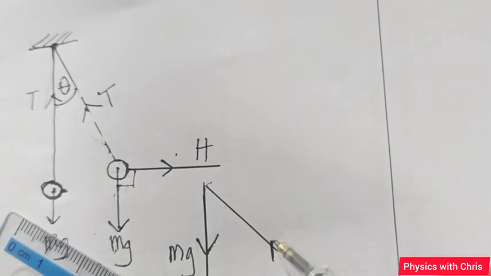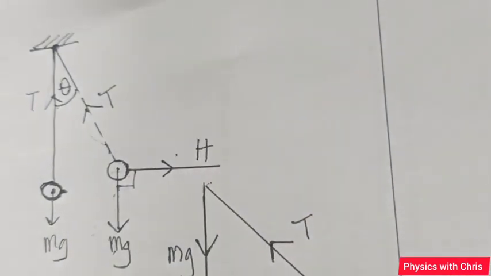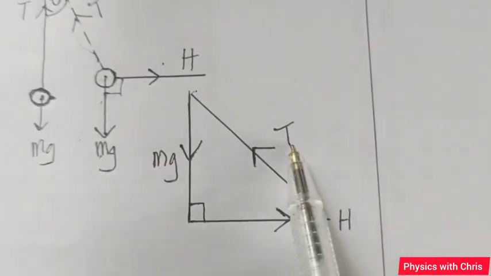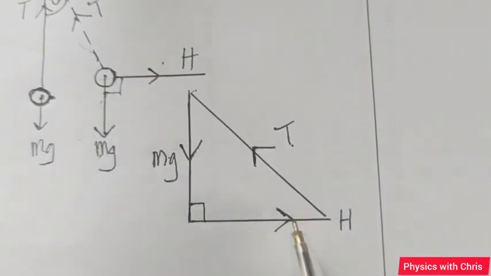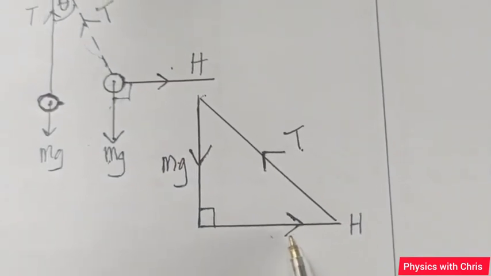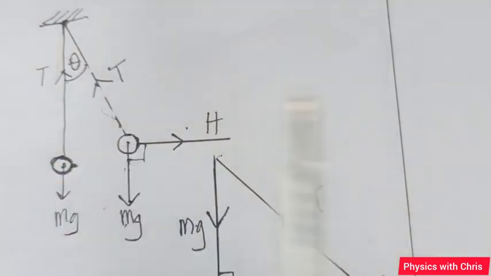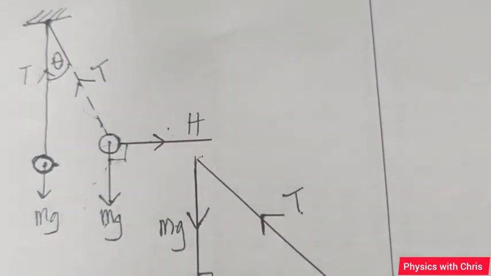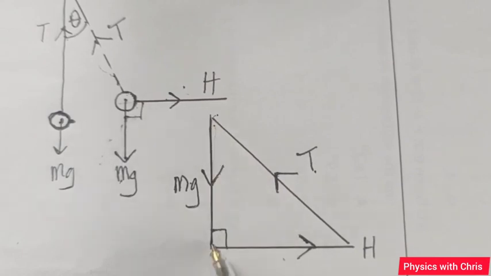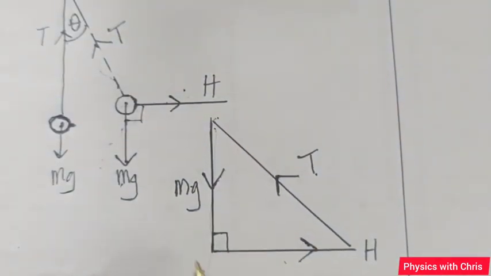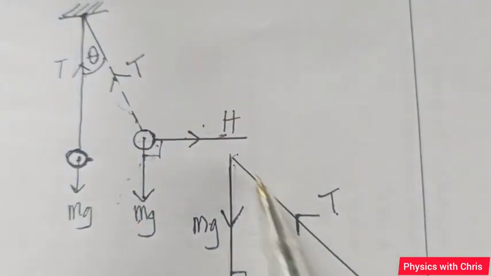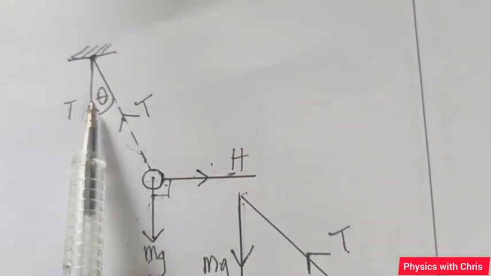It will be very wrong for me to represent this triangle otherwise, that is, to place H here, or place T here, or place mg here. It's wrong, because that will not represent this figure correctly. To represent the figure correctly, the way the forces are acting must reflect on the triangle. This is my weight line acting vertically downward, the horizontal force H acts horizontally, and here is the tension in the string, see how it is acting.